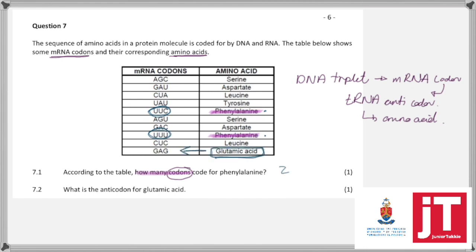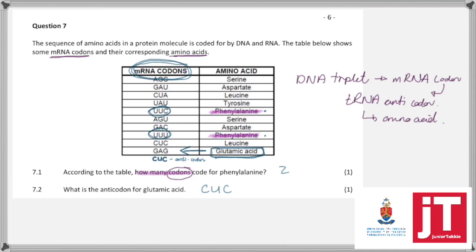What is the anticodon for glutamic acid? So here I've identified it already, glutamic acid, the last amino acid in our list. And I have the mRNA codon as GAG, but it's not asking me for the mRNA codon. It's asking me what is the anticodon, which means I'm talking about the tRNA. So what is the complementary tRNA codon going to look like? There's my anticodon, CUC, and that is the answer to question 7.2.